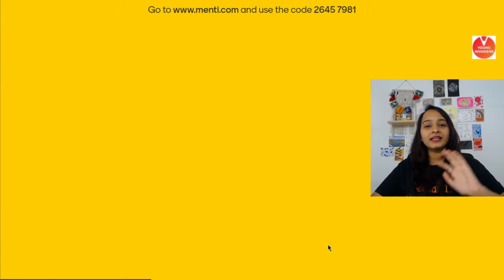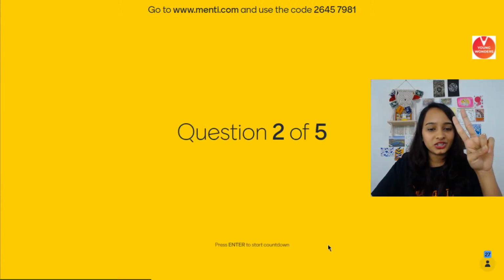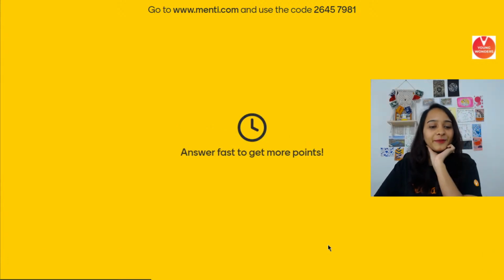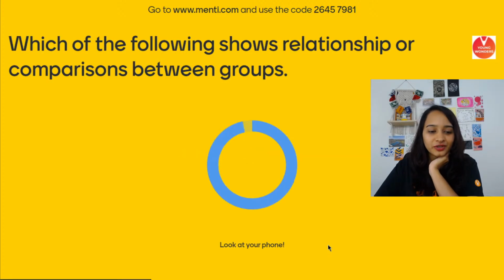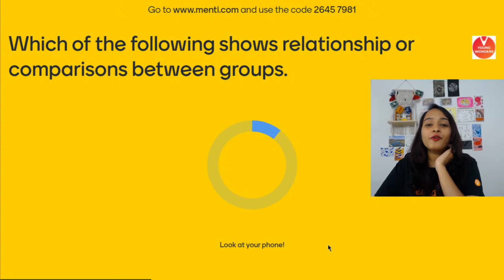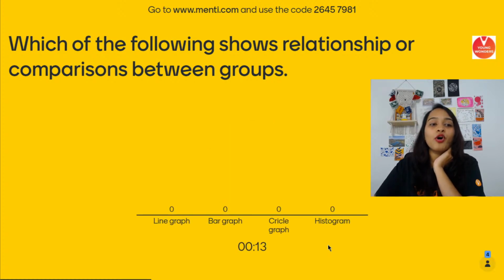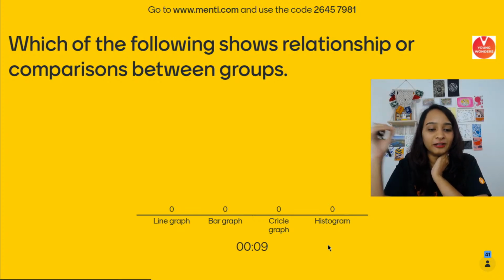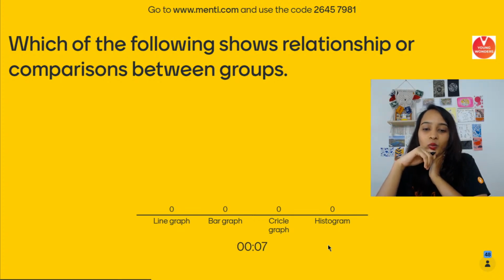Well done, everybody. Let's move on to question number 2. Here we go. Hi, Vaishnavi. Welcome back. Which of the following shows the relationship of comparisons between groups? Which graph will you use? Which graph do you use?